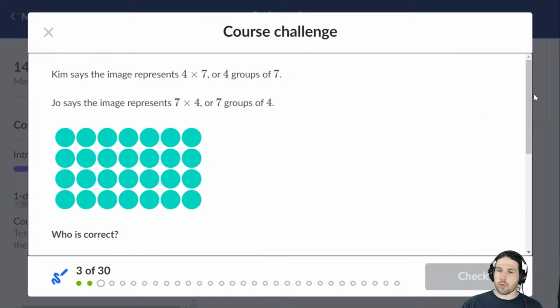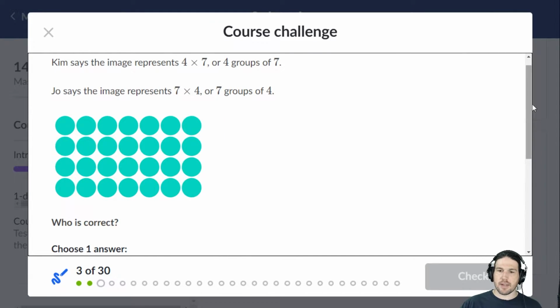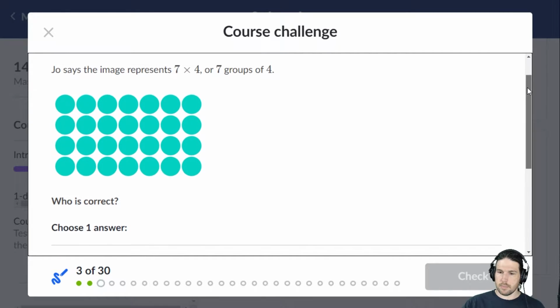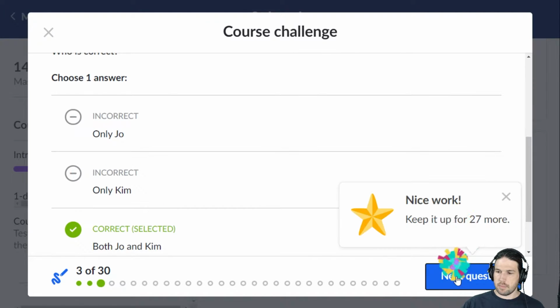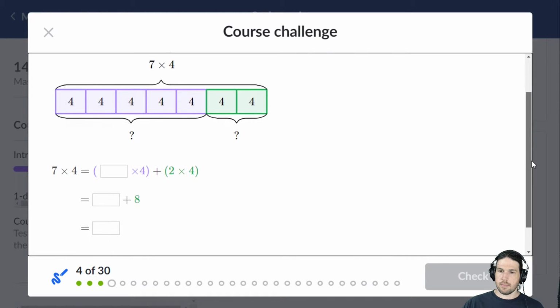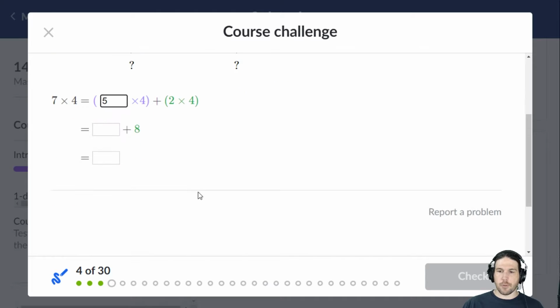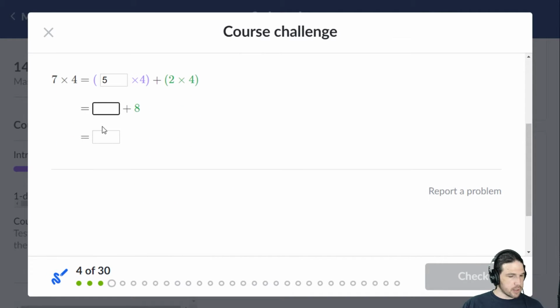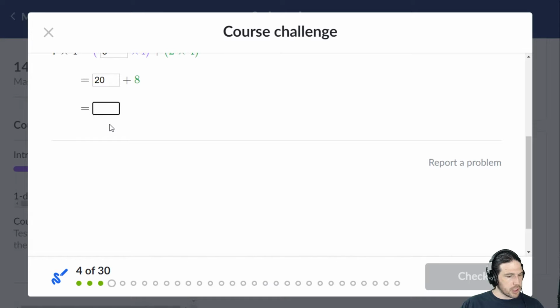Kim says the image represents 4 by 7 or 4 groups of 7. Joe says the image represents 7 by 4 or 7 groups of 4. Who is correct? They are both correct. Evaluate. Well, 7 times 4 is 5 times 4 and 2 times 4, which gives us 20 and 8, which is 28.